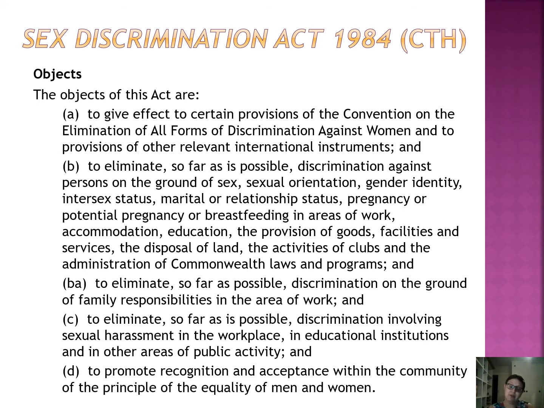That was very important because at one stage women would be fired for being married or could be refused jobs for being in a de facto or unmarried relationship. Pregnancy or potential pregnancy, again, women used to be fired for being pregnant, or women may not be hired because of the potential for pregnancy in some places, or breastfeeding. And then we look at that in areas of work, accommodation, education, provision of goods, facilities and services, the disposal of land, activities of clubs, and administration of Commonwealth laws and programs. So as you can see, there's a range of things.